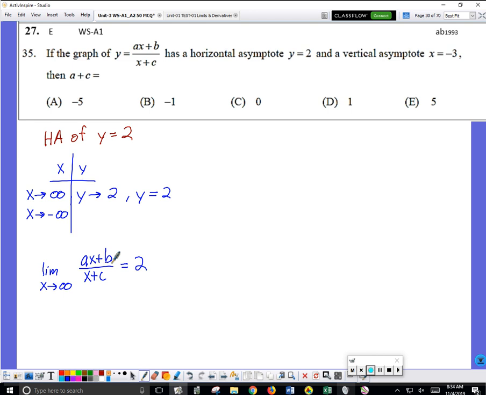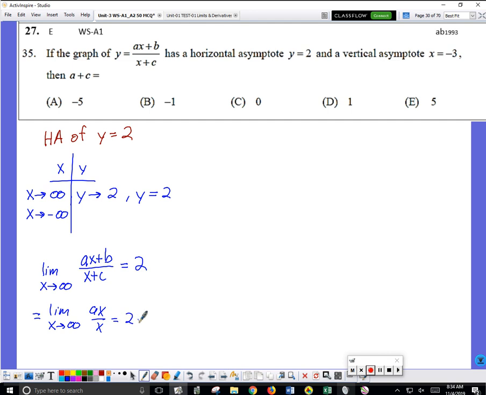Hands up. As x approaches infinity, ax compared to b, do I consider them kind of equal, or does one overwhelm the other? So which one overwhelms which? Ax overwhelms. How many knew it? On the bottom, similarly, x will overwhelm the c. So I get the limit as x approaching infinity of ax over x must equal 2.